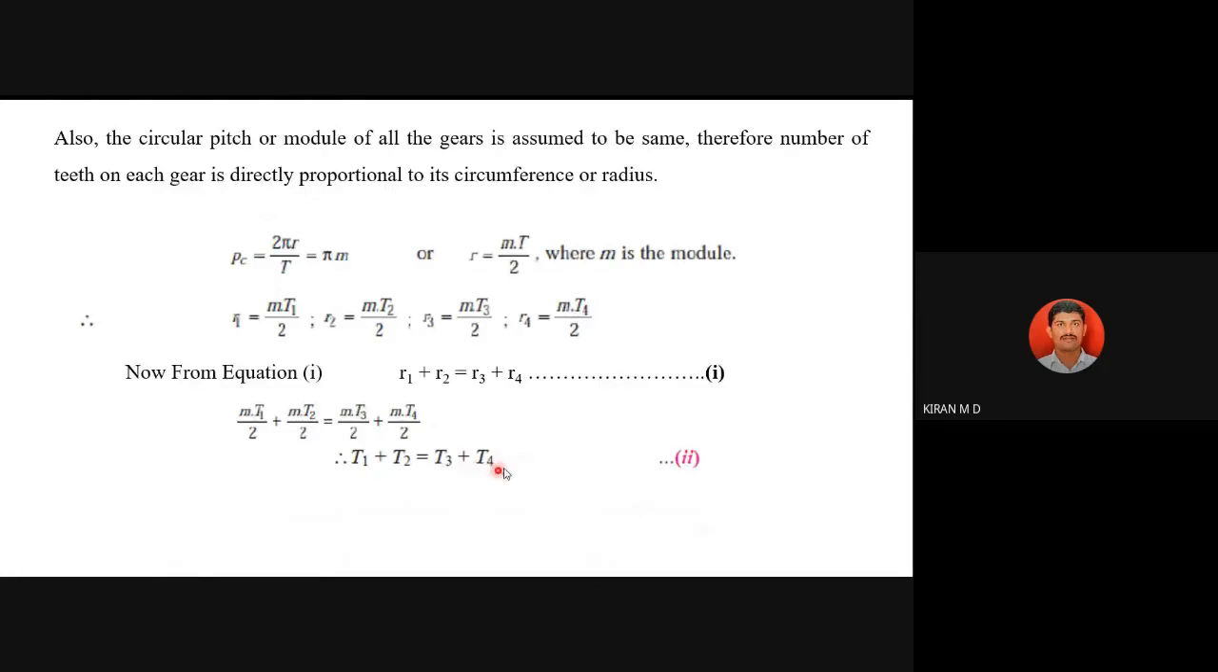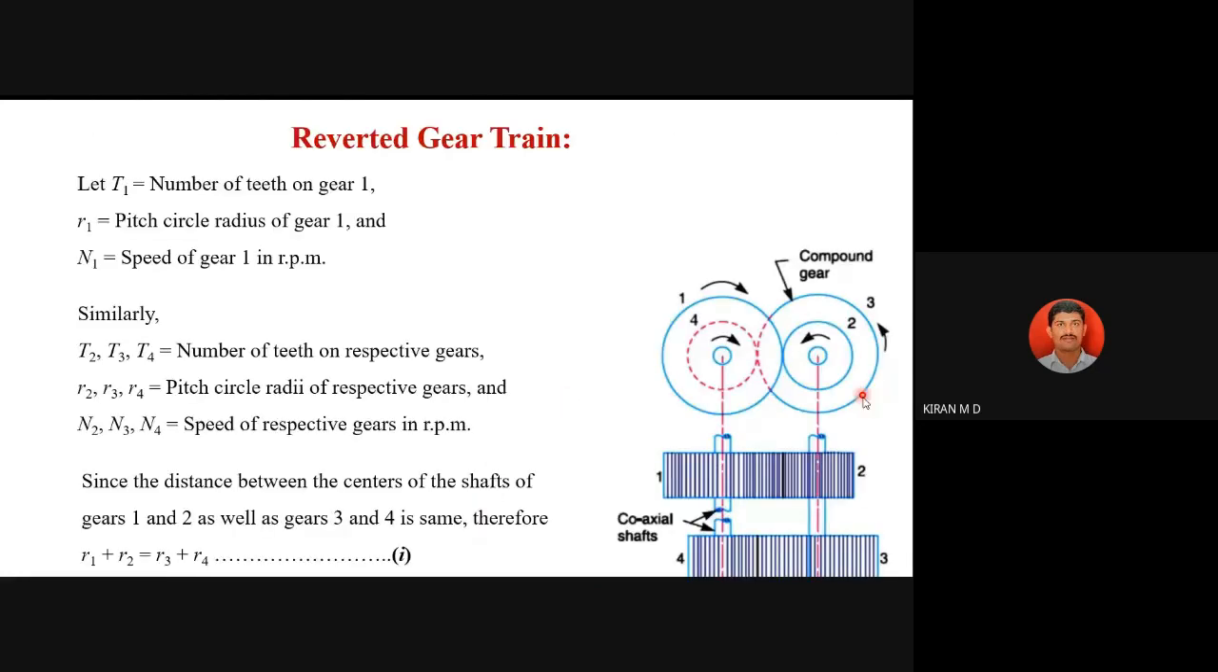Okay? So this is the concept we are going to assume when we are finding the number of teeth. Number of teeth on gear 1 plus number of teeth on gear 2 is equal to number of teeth on gear 3 plus number of teeth on gear 4. The reason is R1 plus R2 is equal to R3 plus R4. Because the module is the same for all the gears, we are going to consider this concept. Is it clear?